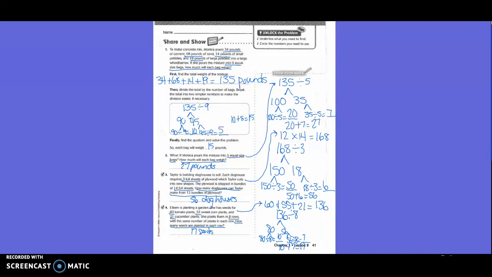Over to the side, we said that we would add 60 plus 55 plus 21 to get 136. Then 136 divided by 8. We broke 136 into 80 and 56. Then we further went 80 divided by 8 equals 10, and 56 divided by 8 equals 7. So 10 plus 7 equals 17.